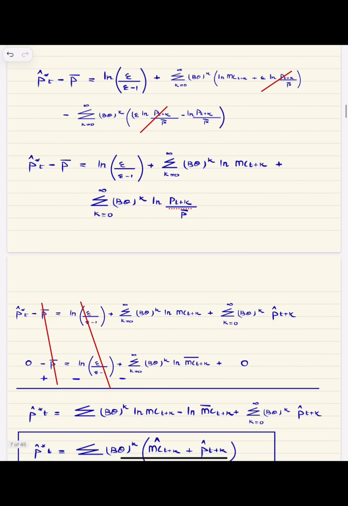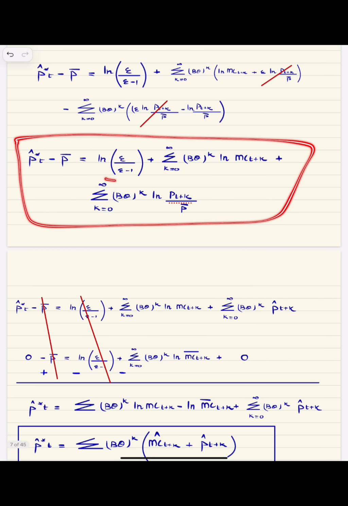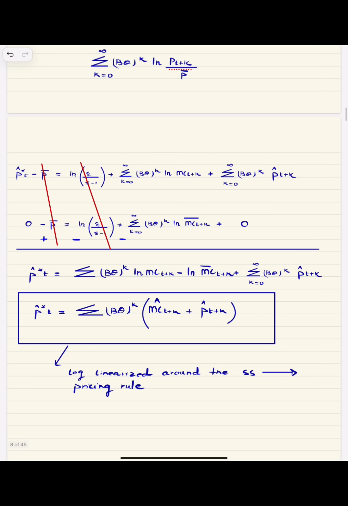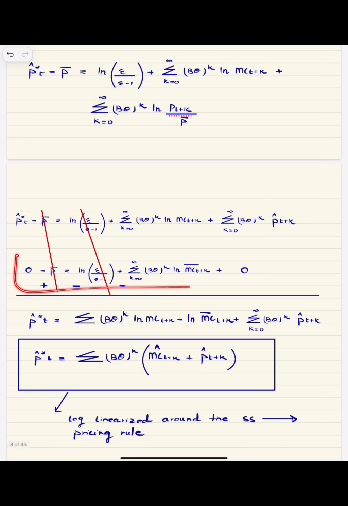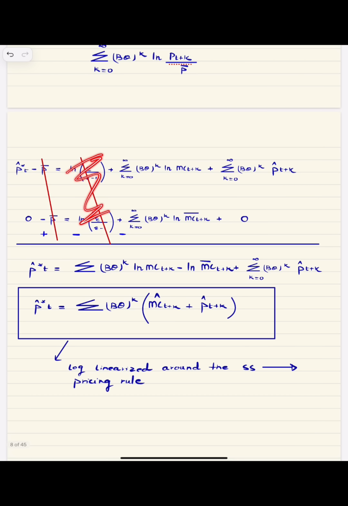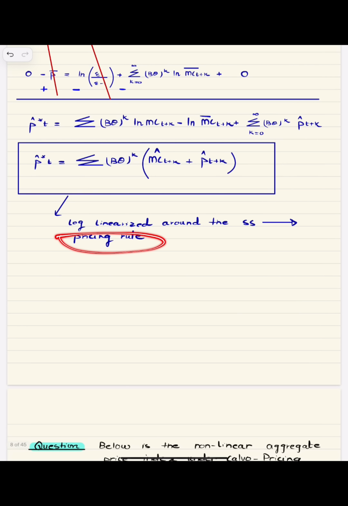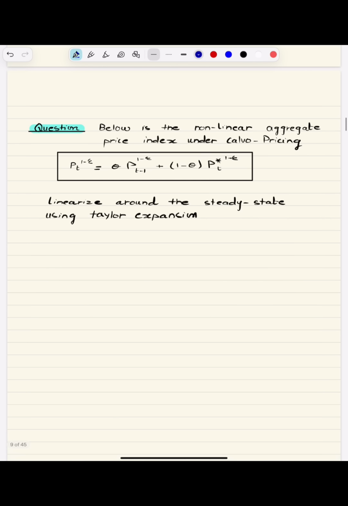And when we did get an expression like this, it was still written in levels, and we wanted it in terms of deviations only. Therefore, I wrote the same equation on the steady state, and I subtracted it to find the deviations, which basically helped us get rid of all level variables, and we ended up with the log linearized version of the pricing rule. Now that we have the linearized version of it from k0 to infinity, we need the linearized version of the aggregate price index as well. So let's begin.